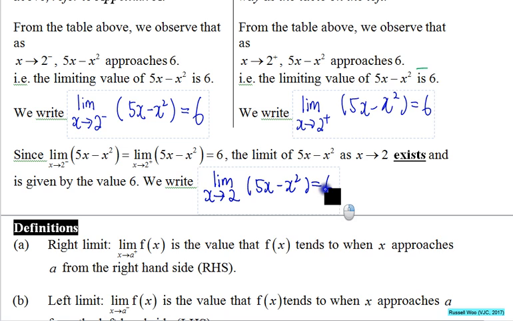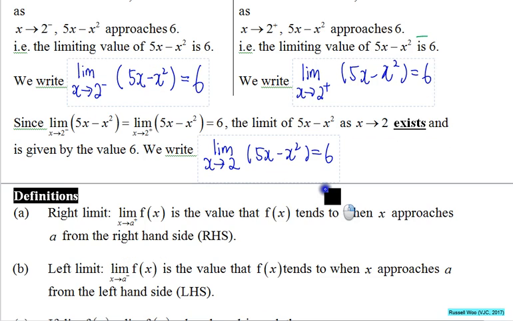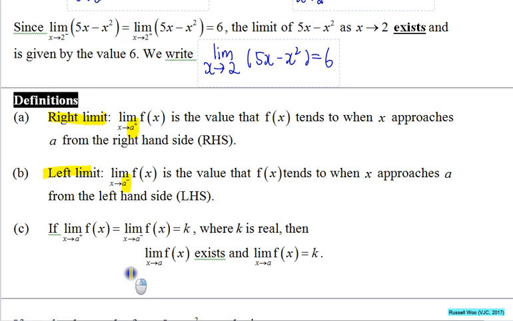A bit of definition now. The right limit is this when it's a plus. The left limit is a minus. Just how we say 2 minus, 2 plus, right? Left limit and right limit. Now, if the left limit and the right limit are the same, then we will omit the left and the right. We will just immediately say this: the limit exists and the limit is k.